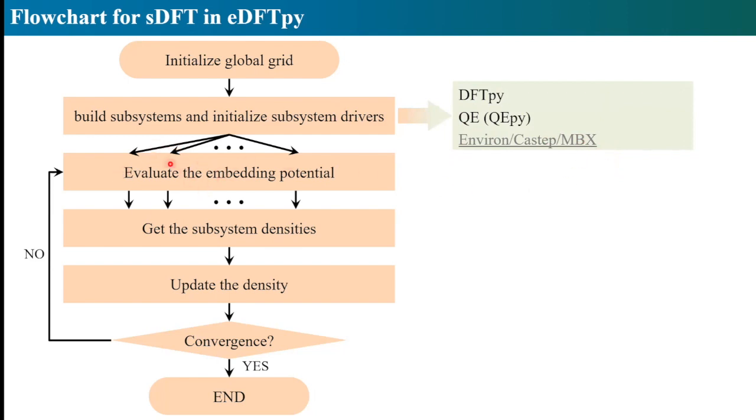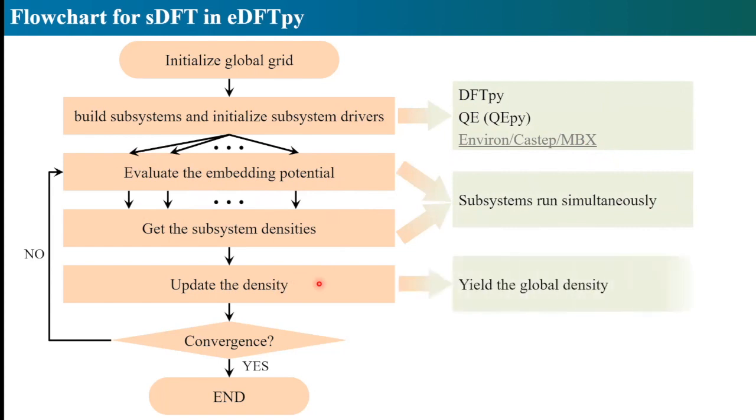Then we evaluate the embedding potential and get subsystem densities. All these subsystems will be run simultaneously, so it's fully parallel. Then we can update the density. If you want, you can yield the global density. Next, we check the convergence. If not converged, we repeat the process until it converges.